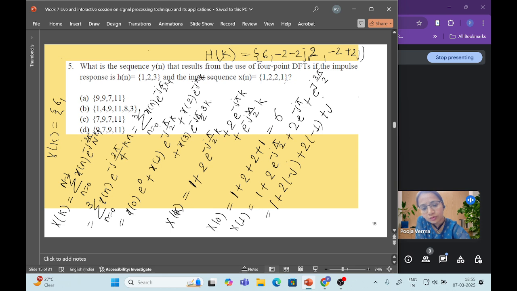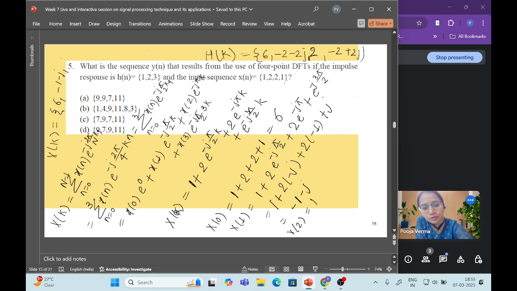Okay, so here the whole value will be minus 1 minus j. So 2, 1 minus 2, minus 1, and minus 2j plus j. So we will get minus 1 minus j. Similarly, we need to find the value of X of 2.